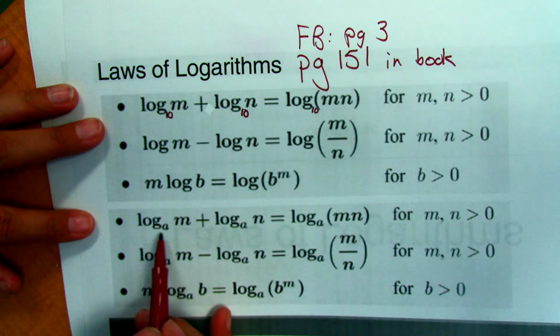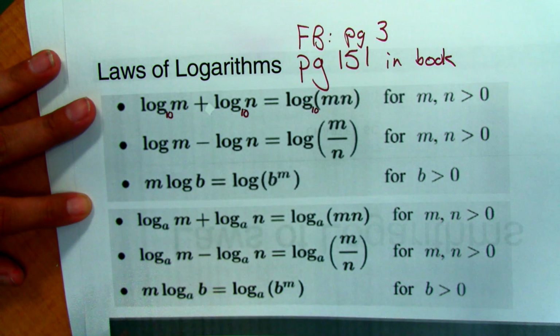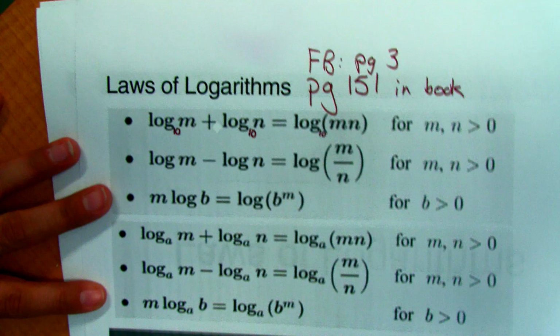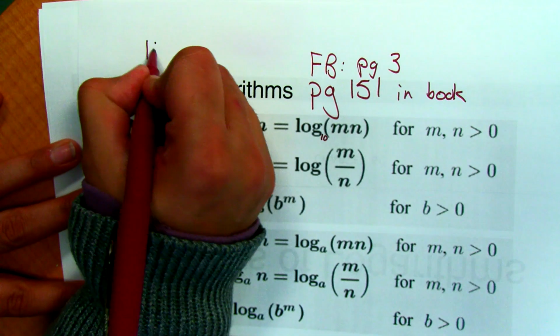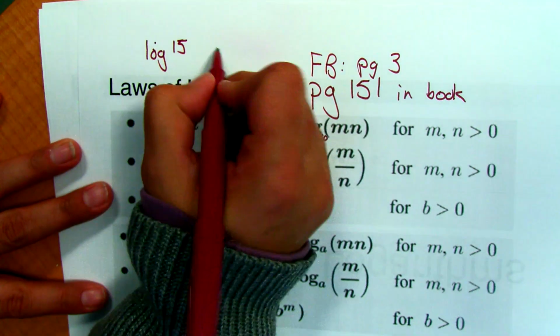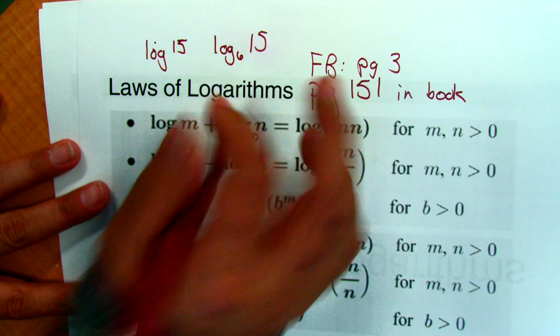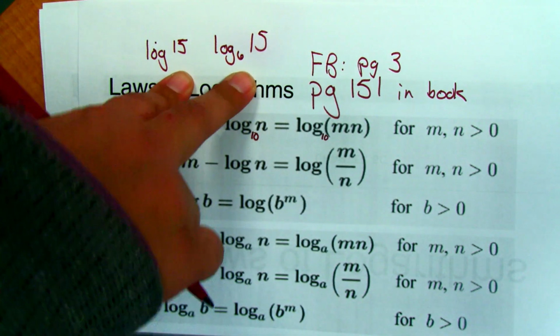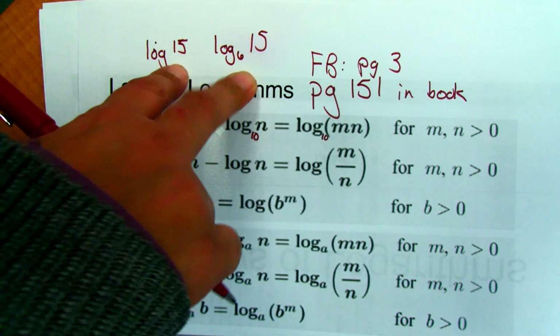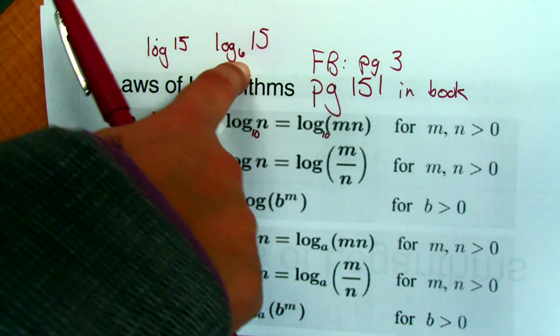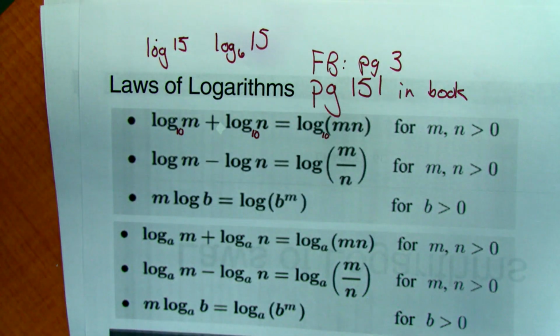So like you see down here, these base A's are different numbers. The difference is that if I have log of 15, but then I have log base 6 of 15, these are different because they have different bases. This on the left is understood to be 10, and this on the right you have an actual base. Okay?